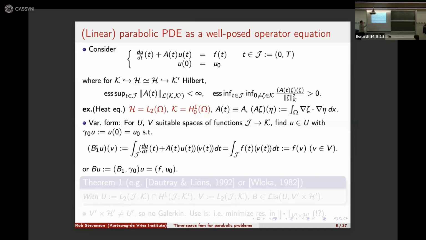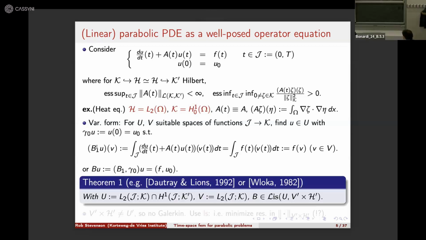And in order to close the equation, we have to impose an initial condition, and that's done by the trace operator. So gamma 0 of u is just the value of u in 0, and it should be equal to the initial data. So the complete operator is B. It's a pair of B1 and gamma 0, and it should be equal to the given data. And before you go to the merge, you would like to know that your equation is well posed. And that's true. We have to select, of course, suitable spaces for the solution and for the test functions.